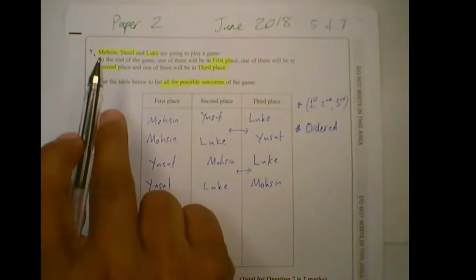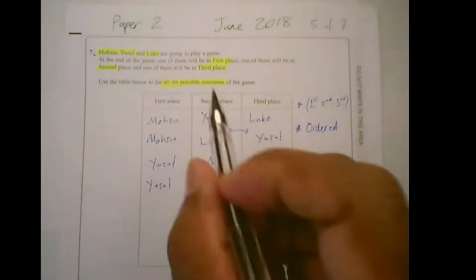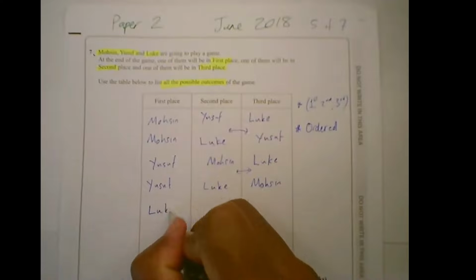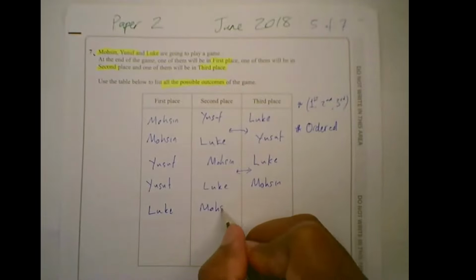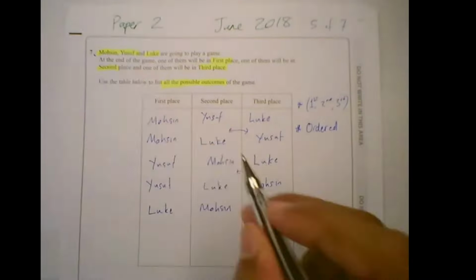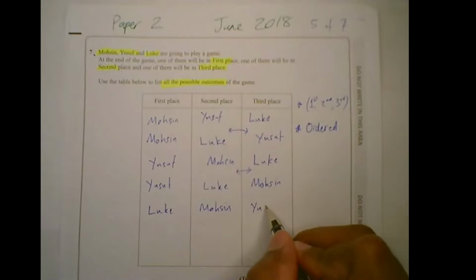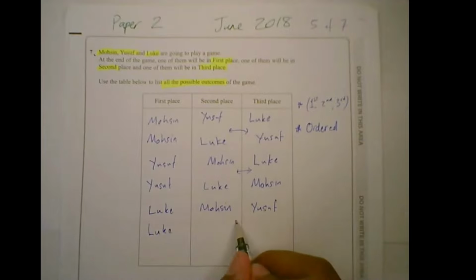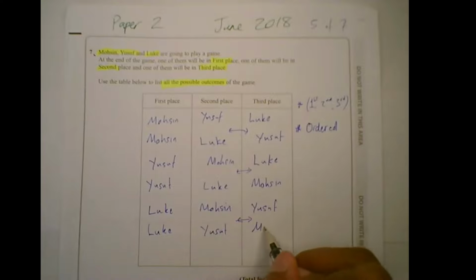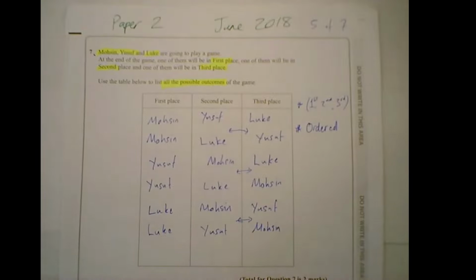So now I'm going to go to the next name, Luke, the third person. So he's first. And I'm going to keep Mohsin and Yusuf in the order of the names coming here. So Luke stays the same. And now I can swap these 2 around, Yusuf and Mohsin. And now I've covered all the different combinations.